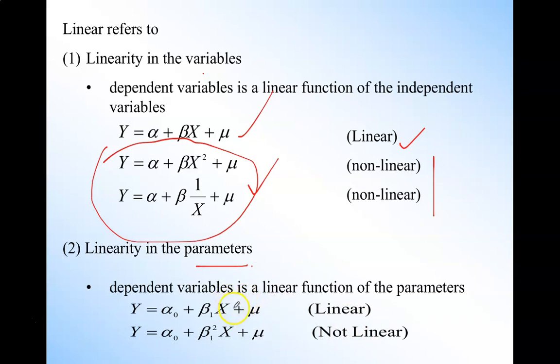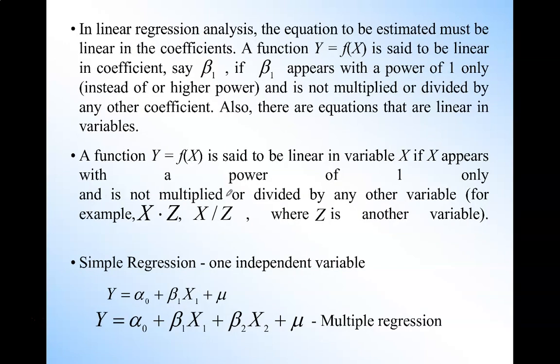The variables in this case are x and y, and the parameters in this case are alpha and beta, also linear. You see here? The beta squared, the x squared, is the non-linear function. So the variables x and y are linear, and alpha and beta are also linear. All right, this is the explanation on that.